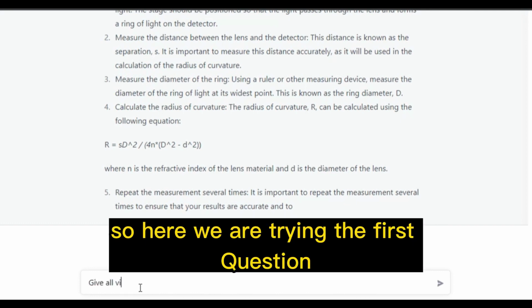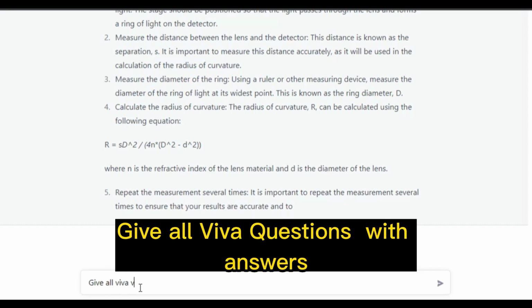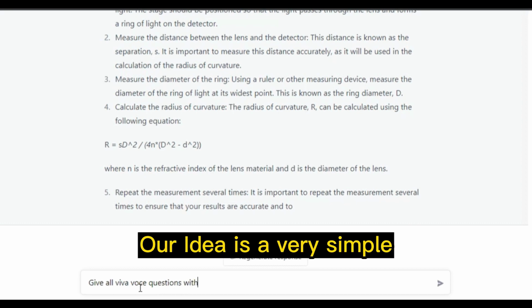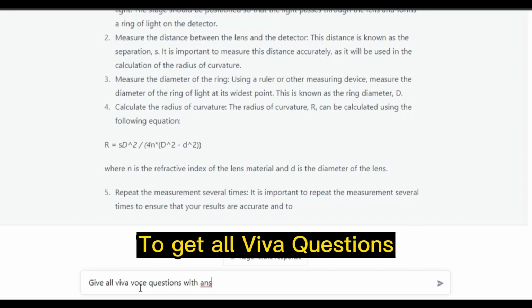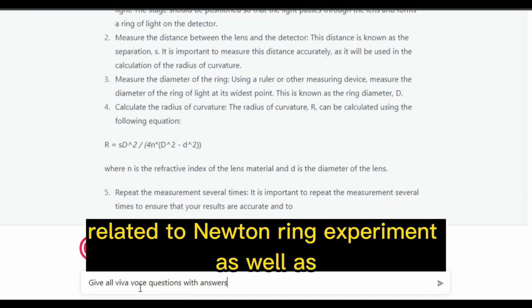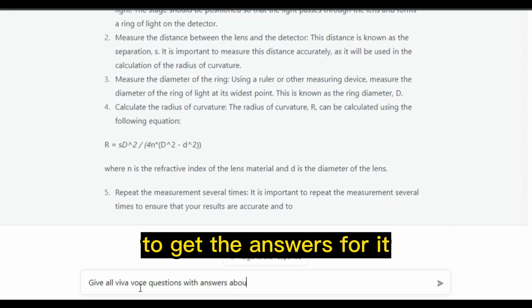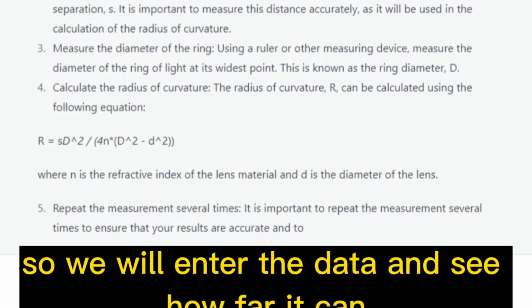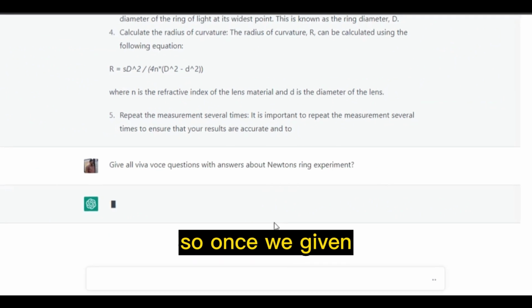Here we are trying the first question: give all Viva questions with answers about the Newton ring experiment. So our idea is very simple: get all Viva questions related to the Newton ring experiment, as well as the answers for them. We enter it once we have given it.